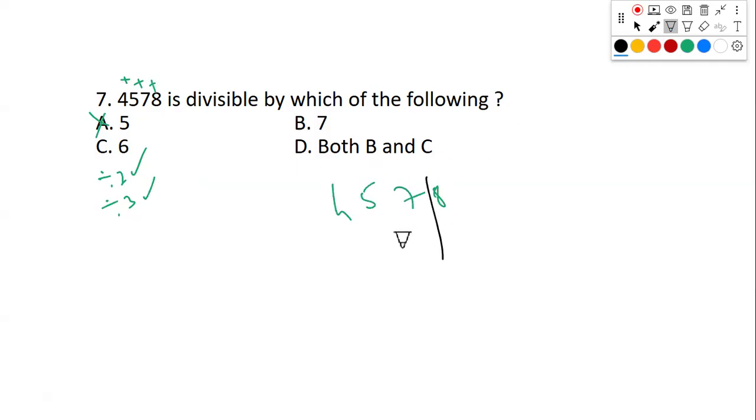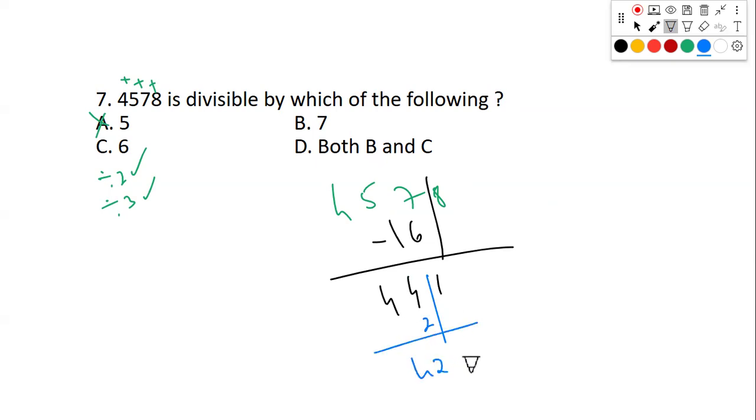Quickly, 7 will go 16 times. Okay, so separate, double it, and this will be 1, 4, 4. Again, separate, double it. Okay, so it is 42. Yes, it is divisible by 7. So the answer is, it is divisible by both. So the answer is D choice. It is divisible by 7. It is also divisible by 6.